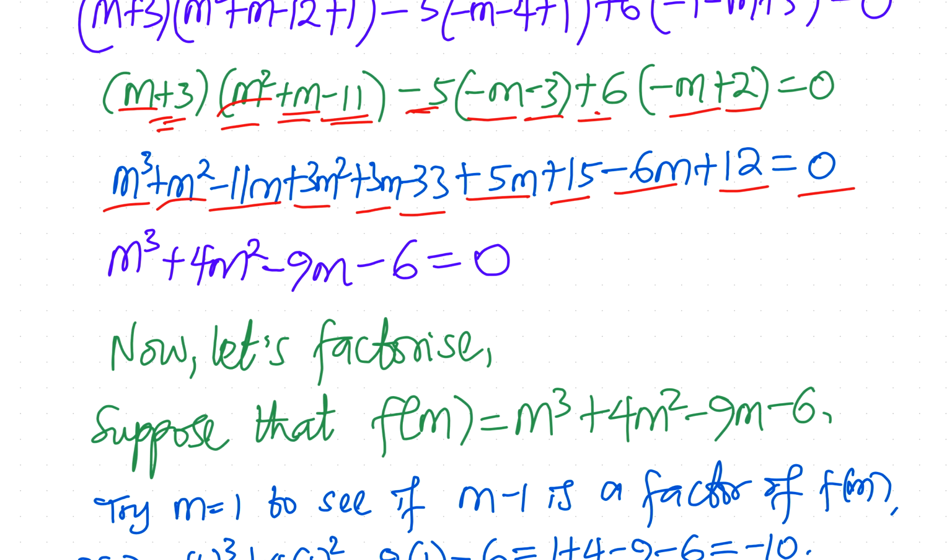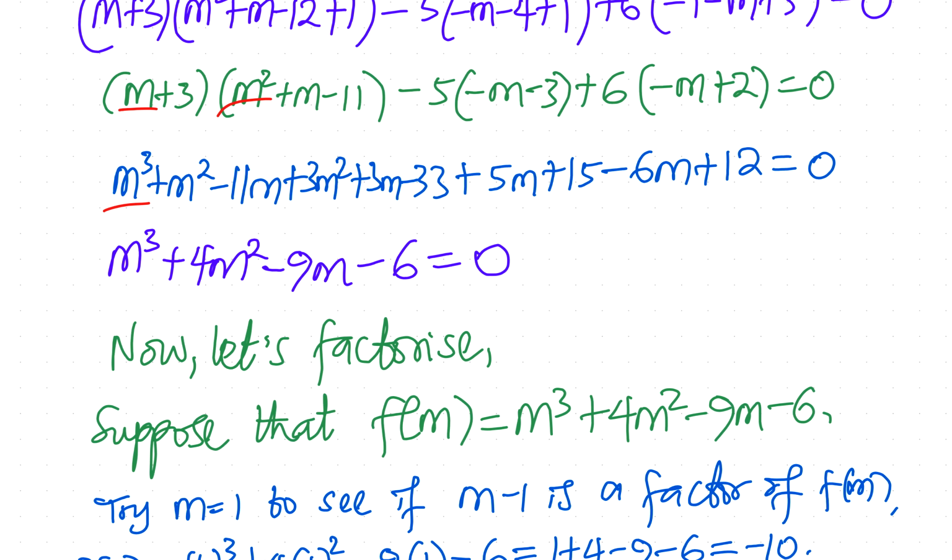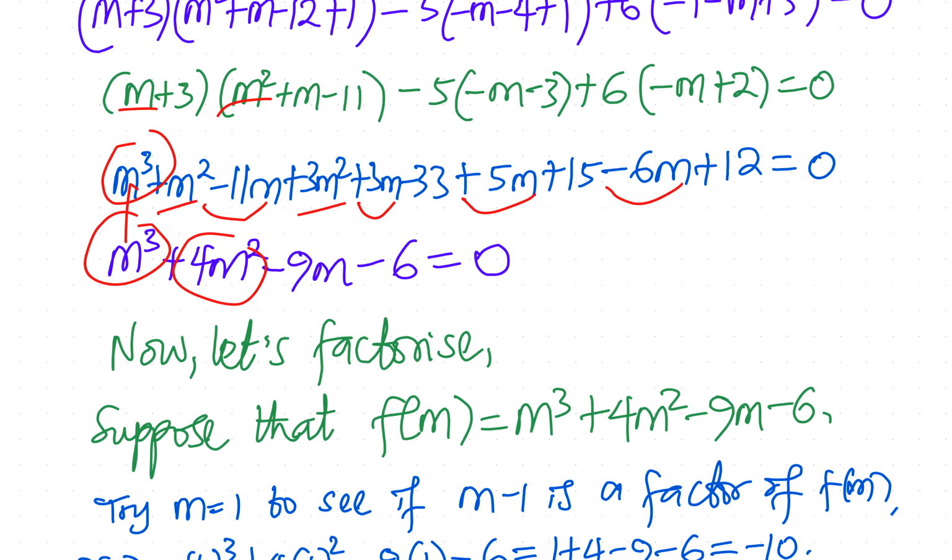So the next thing we do is to collect like terms and tidy things up. So look around. How many m cubed do we have? Just 1. So that just comes here like this. Then when we talk about m squared, this is m squared, this is 3m squared, and that's all. m squared plus 3m squared, that's 4m squared. The next thing we have is minus 11m plus 3m, that's minus 8m. Minus 8m plus 5m, that's minus 3m. Minus 3m plus 6m, that's minus 9m. Okay, so we have minus 33 plus 15, that's minus 18. Minus 18 plus 12, that's minus 6. And that is equal to 0. So all that is tidied up.